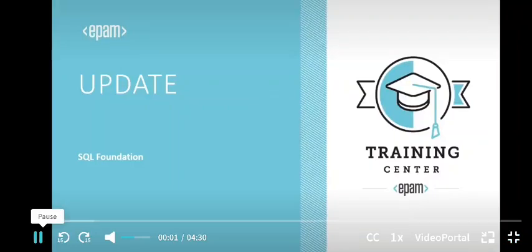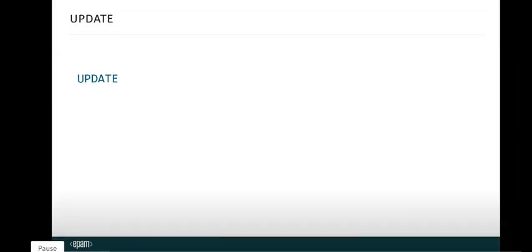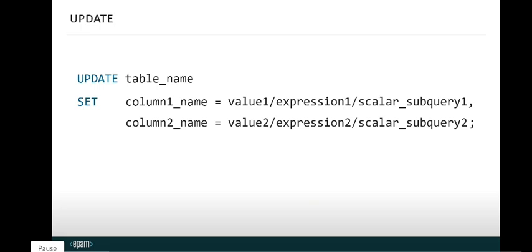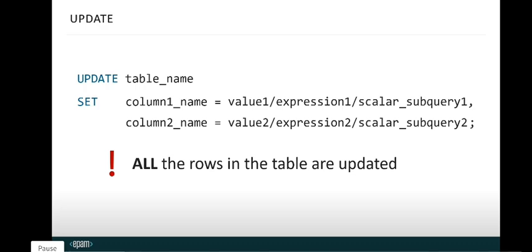The update command is used to update existing data in a table. The update keyword is followed by the name of the table to be updated, then by the word set, and the columns of the table and the values to be assigned to them. By default, the update command updates all table rows according to the expression specified in set.